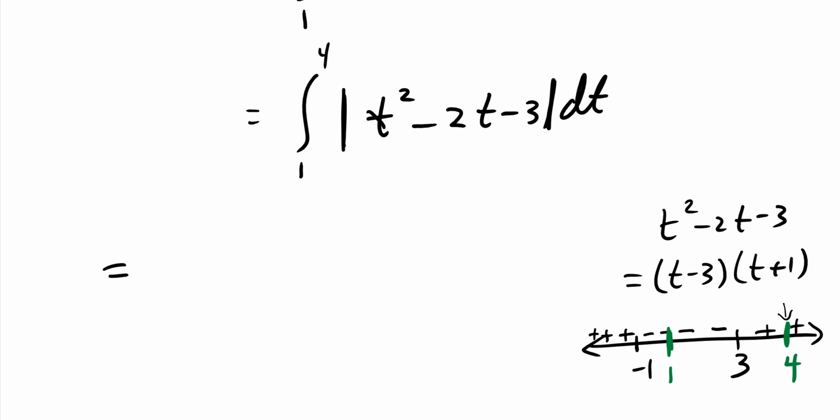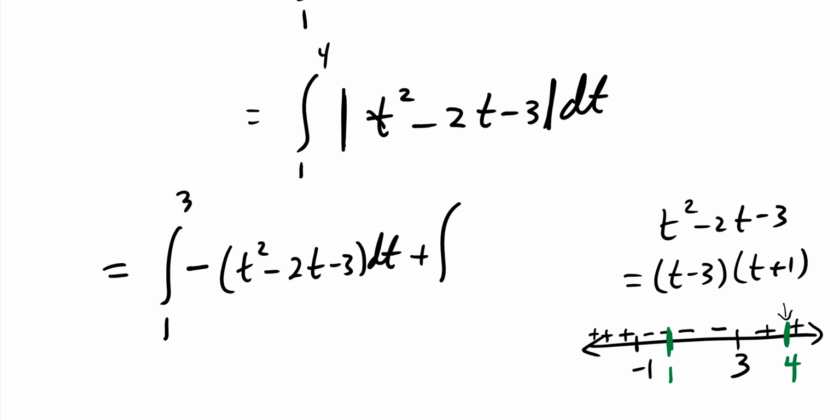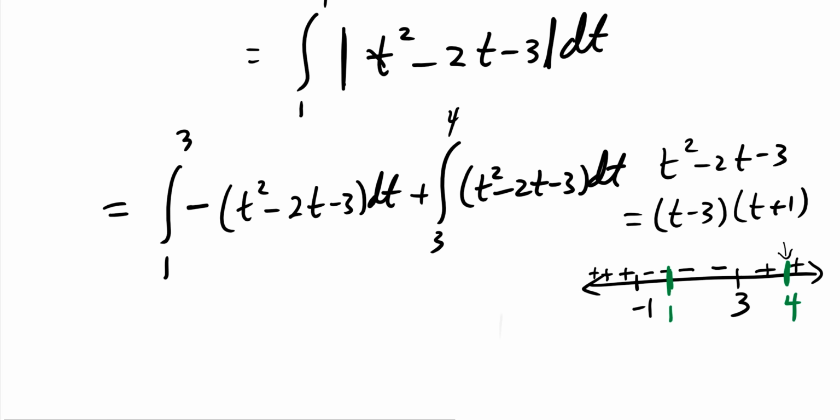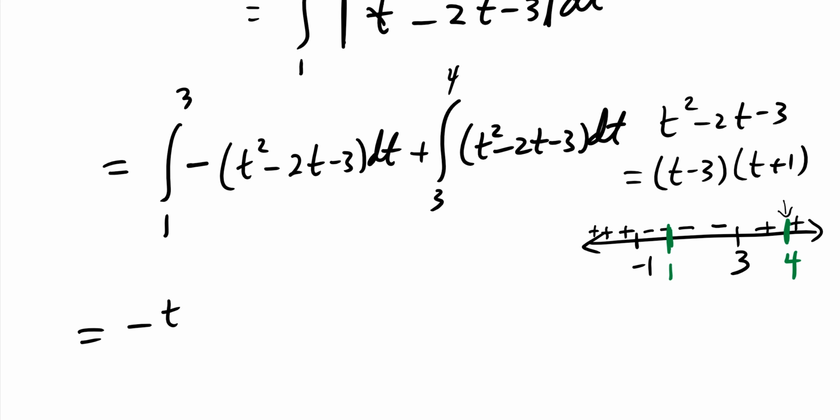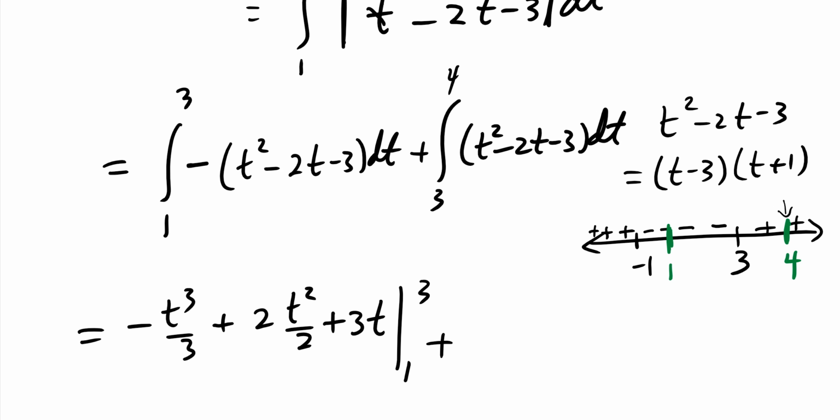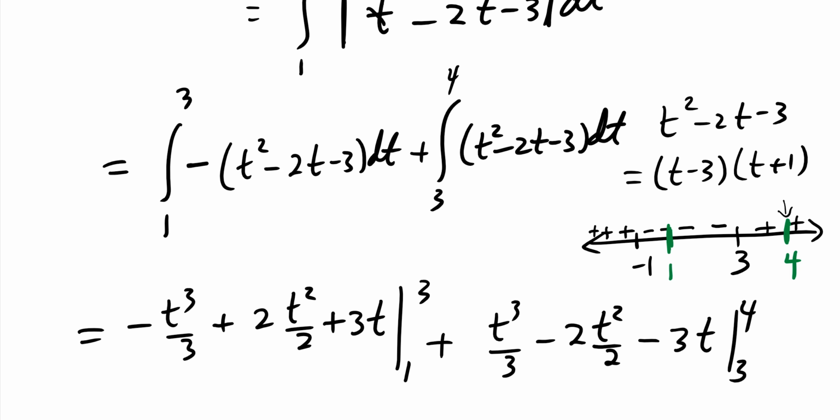So this can be rewritten as the integral from 1 to 3, with a negative when I drop the absolute value, plus the integral from 3 to 4, with a positive when I drop the absolute value, dt. What do we get here? Negative t to the third over 3 plus 2t squared over 2 plus 3t, from 1 to 3, plus t to the third over 3 minus 2t squared over 2 minus 3t, from 3 to 4.